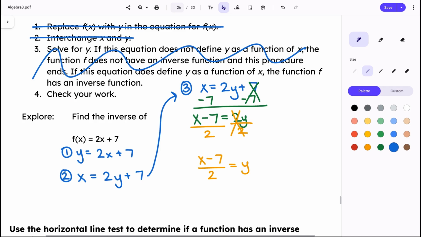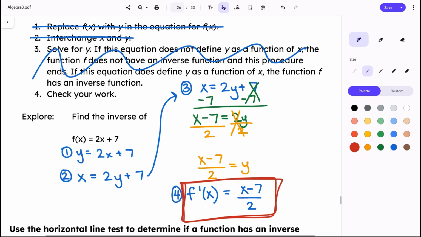Last step says check your work, but I would probably say the only thing I'm going to want to see you do at the end, so for step 4, is instead of writing it as y, I want to go back to my function notation. If you remember, though, when we did this in Algebra 2, we don't just say f of x again. We say f prime of x because we're saying that this is now a new equation. It's not the same as the one that we started with. And then it would still just be x minus 7 all over 2. So this right here would be your final answer. So that equation is the inverse of that 2x plus 7.